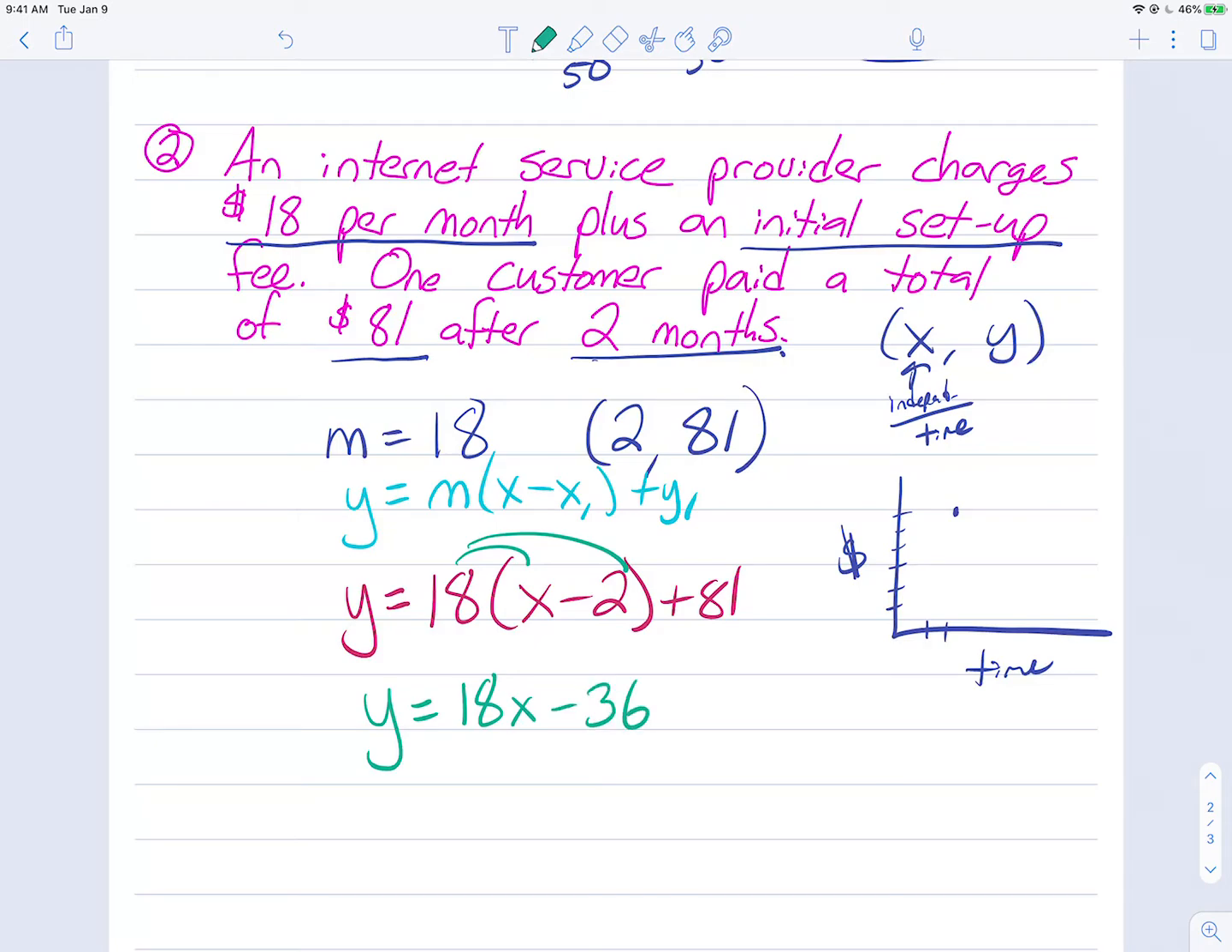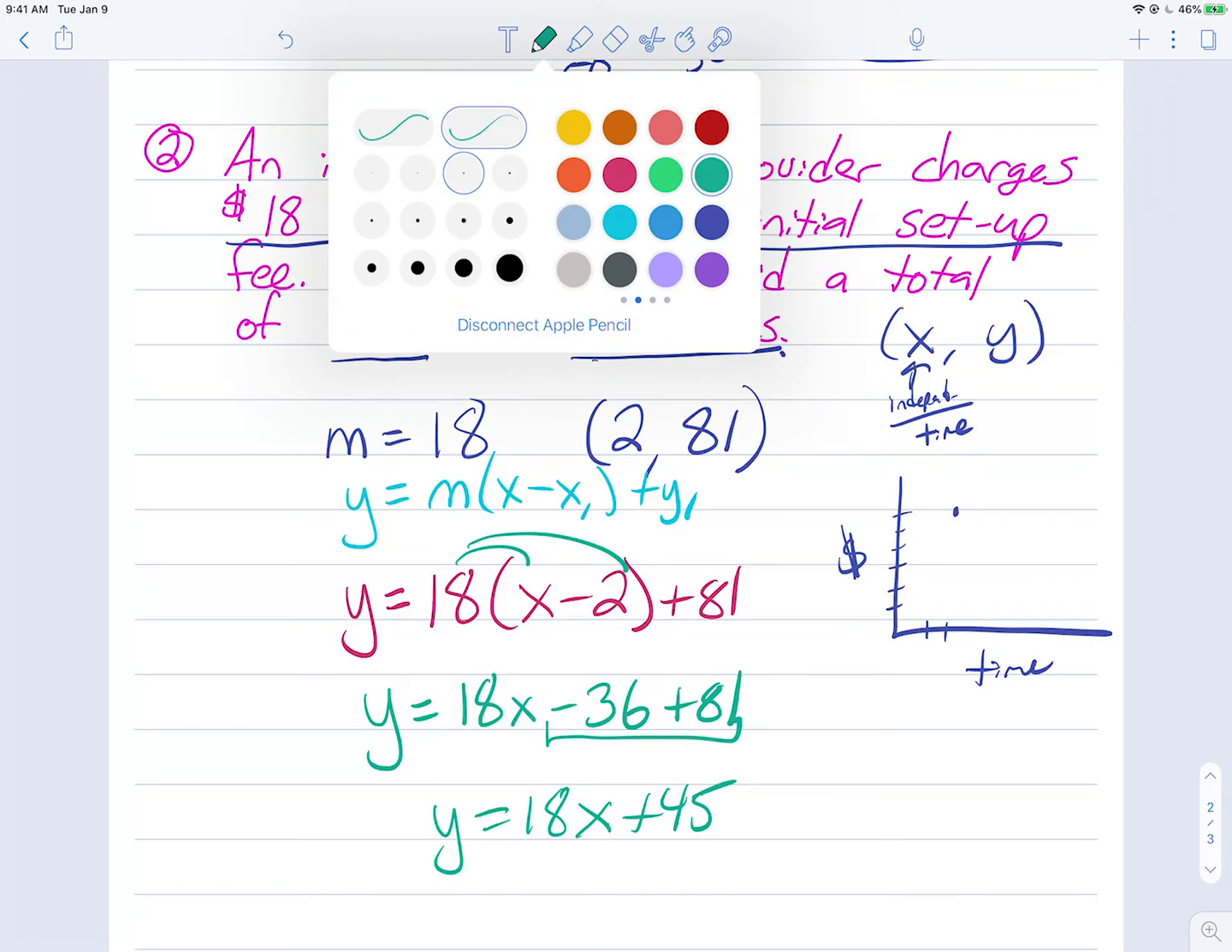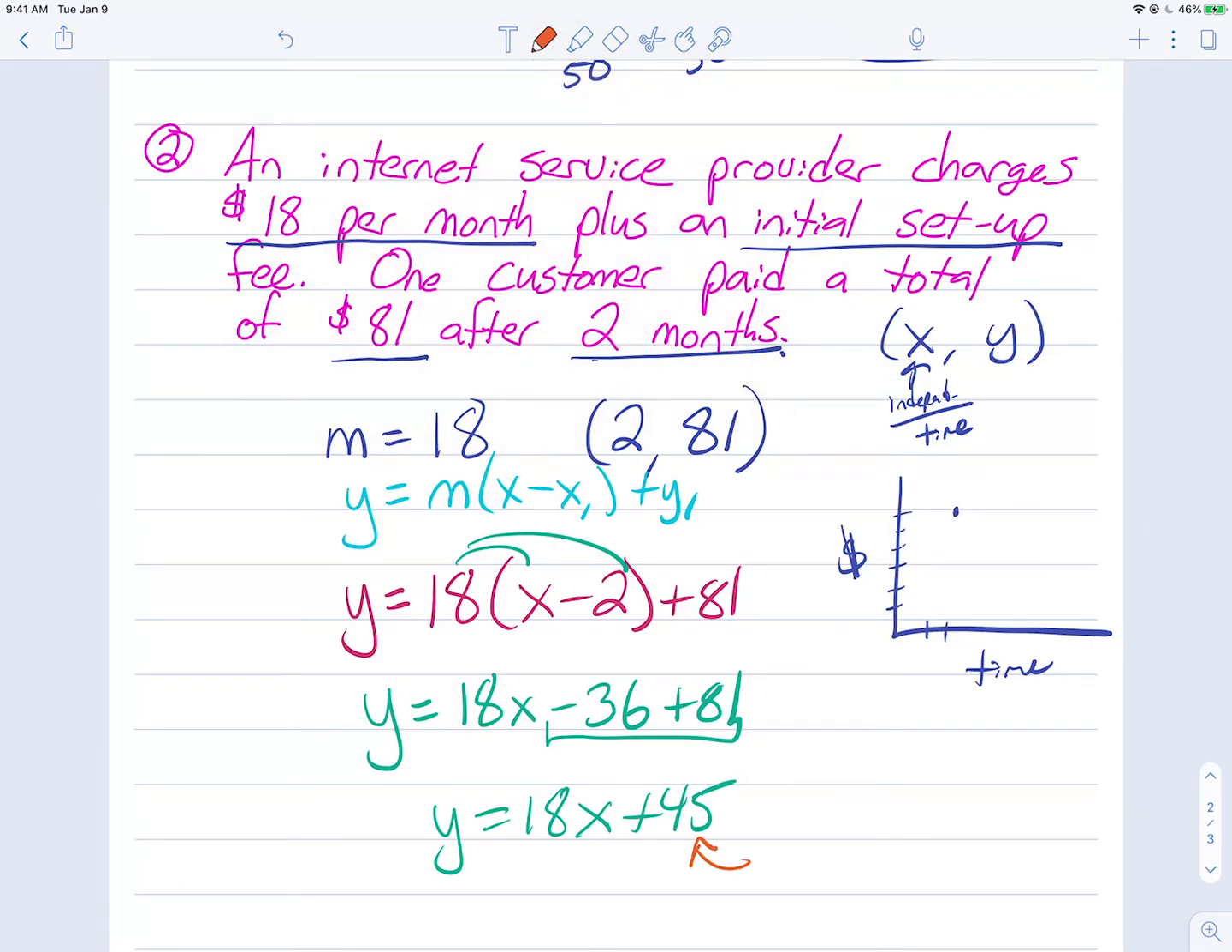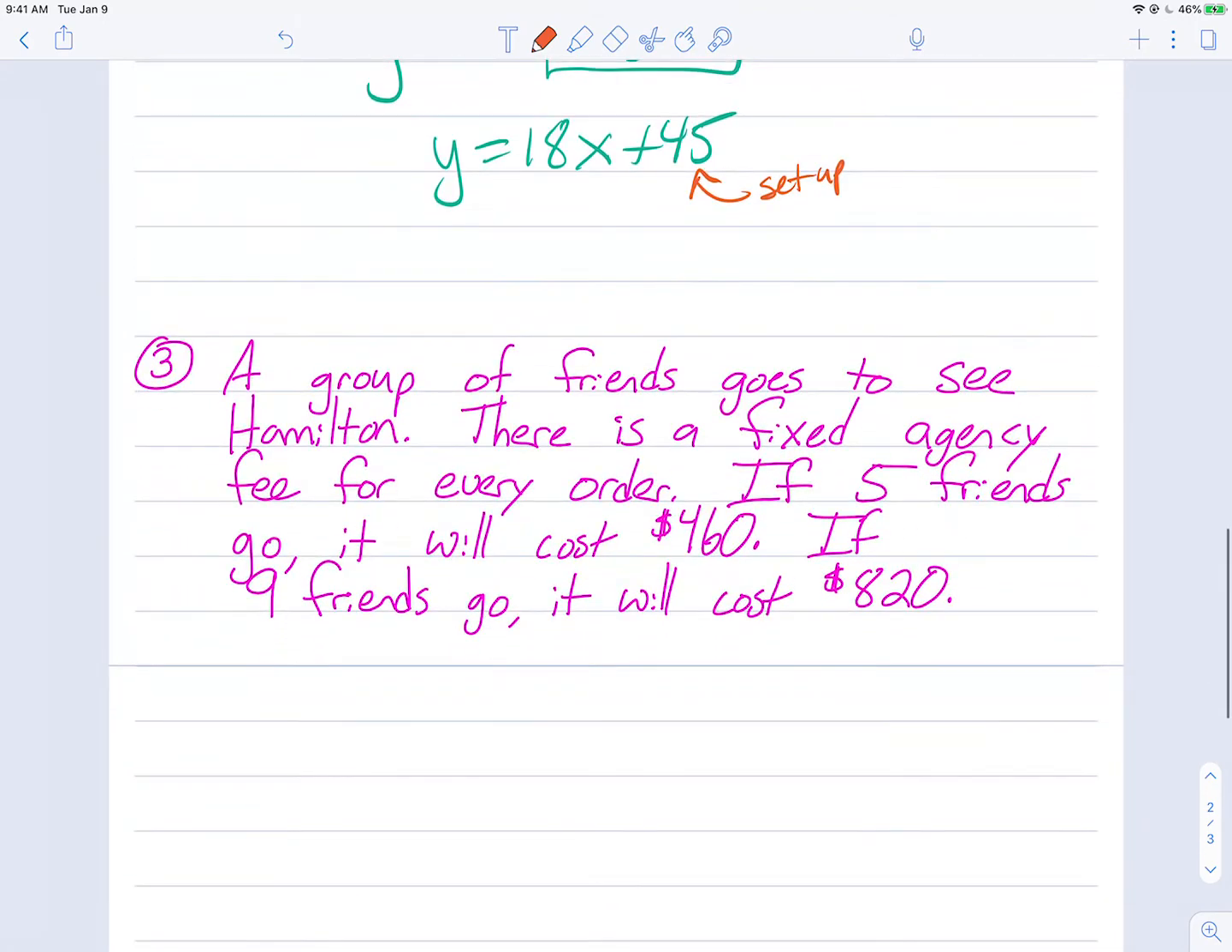is 36. And if I were to subtract 36 from 81 to combine like terms, I would get 18x plus 45. Now with this form, we actually just found out that the initial setup cost was $45. So it's $45 to set up the internet for this service provider and $18 per month. That's way cheaper than what my internet is.